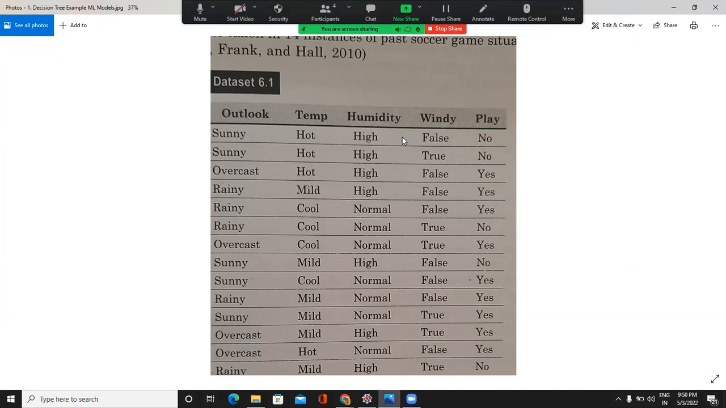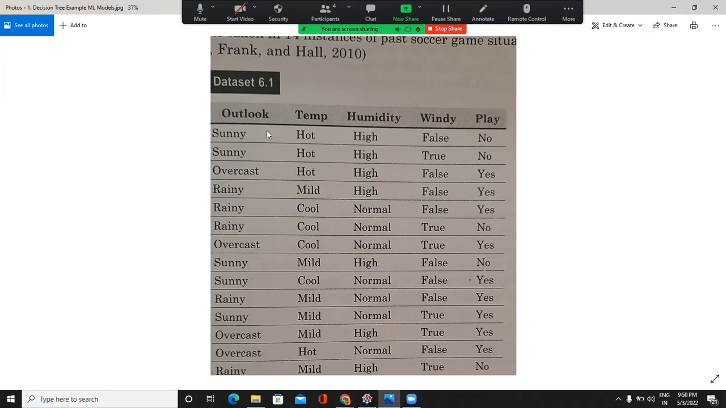What it is showing is these: outlook, temperature, humidity, windy. These are called features in the data. And the last column is the decision column. So here in this case, the decision is to play, say, play tennis or not.